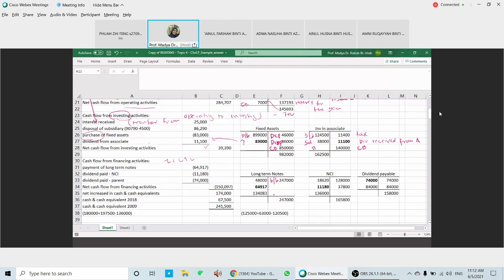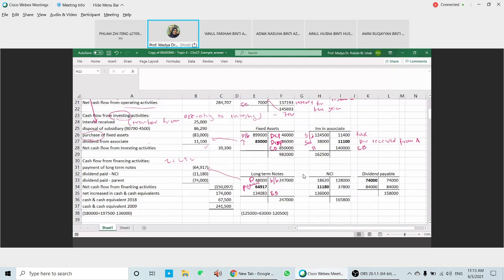So this is your beginning balance, and 134 here is your ending balance. 48 here is from the disposals. So you're going to have a debit side of 64,917 to balance this figure. When you have a debit side, it means that you need to make a payment. So for payments here, we need to minus it.